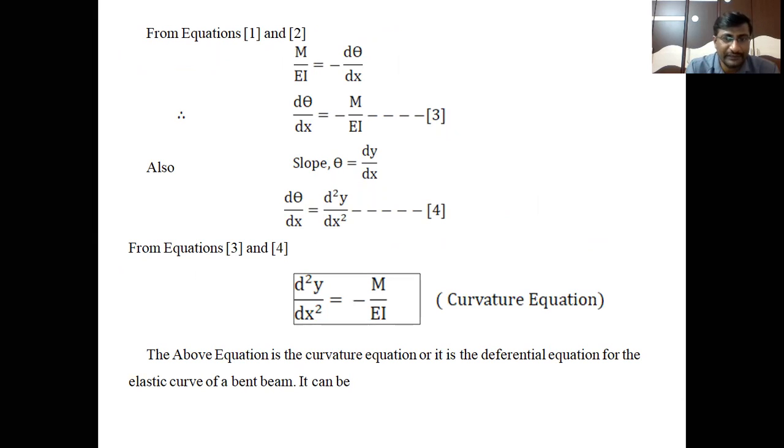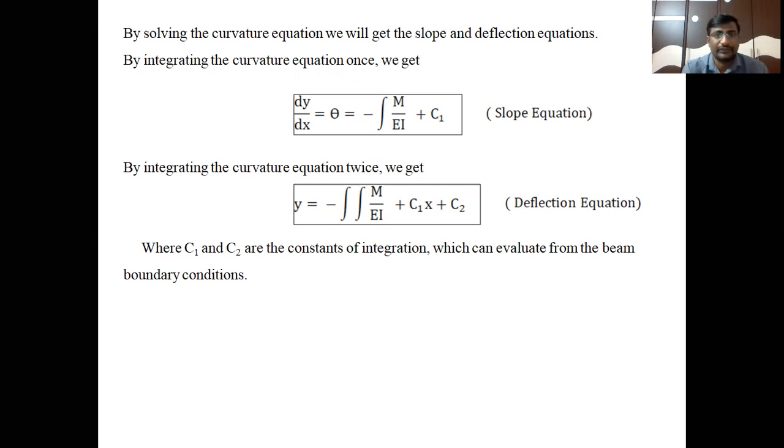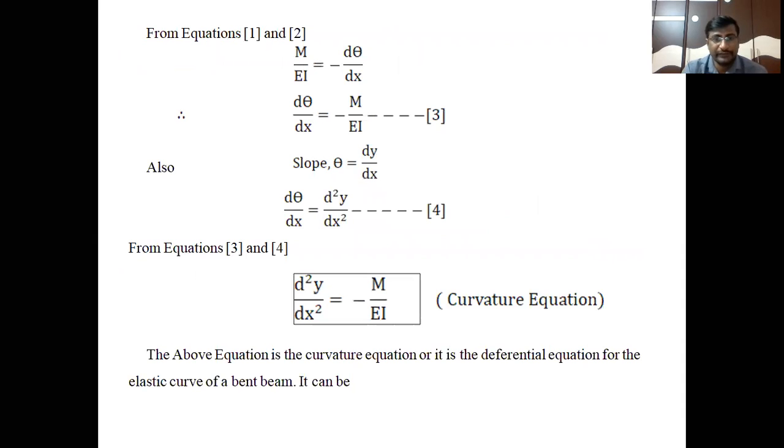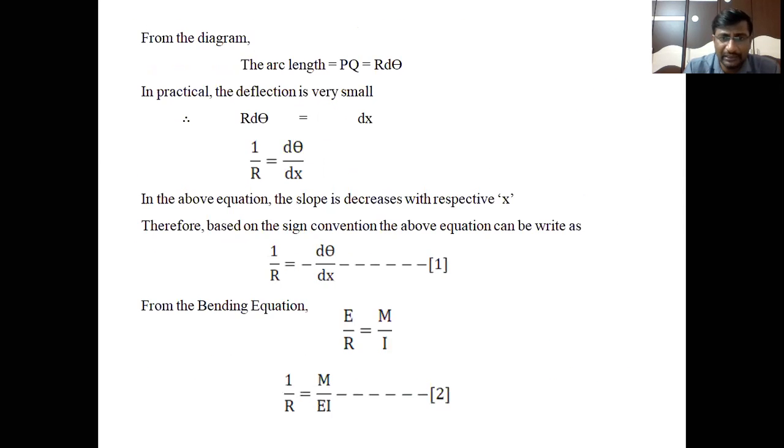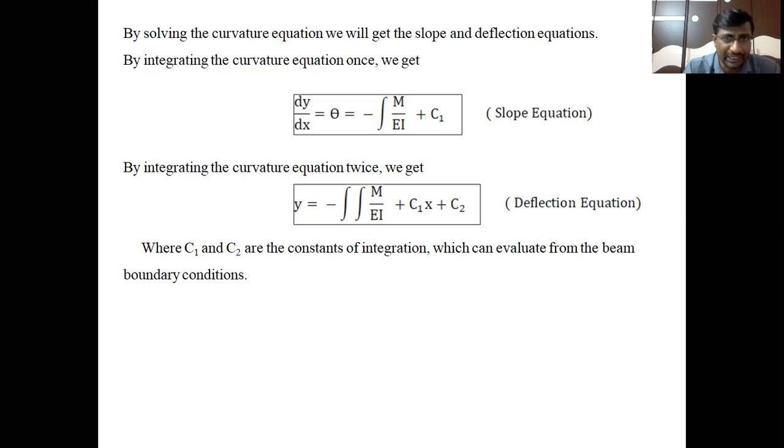Upon integration of this curvature equation once, we can get the slope equation. Integrating the slope equation, and integrating the curvature equation twice, gives the deflection equation. These are the basic equations for this chapter. These are the 3 basic equations. After solving the curvature equation, we will get the 2 equations, slope and deflection equations. Clear, students? Up to now, these are the equations generally used in this chapter, deflection of beams.